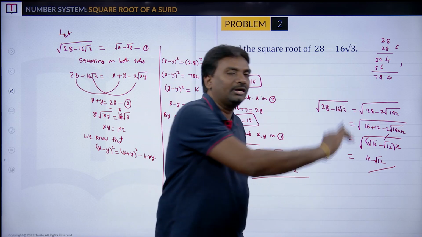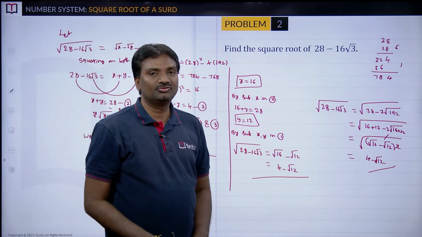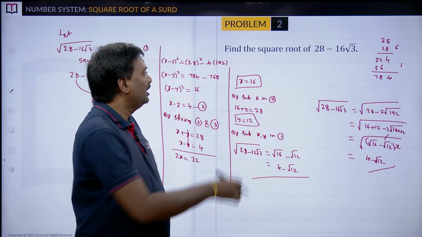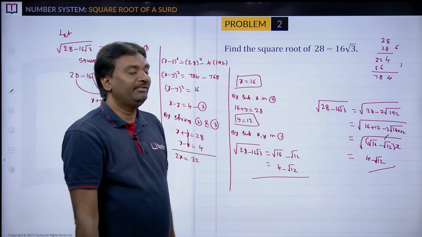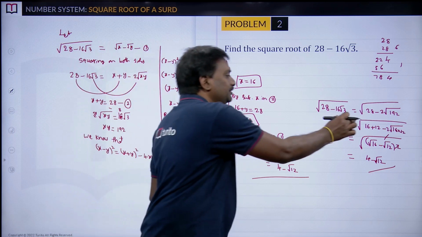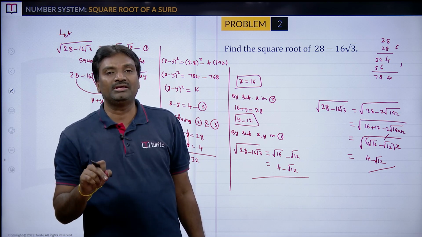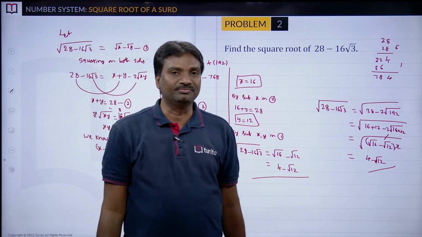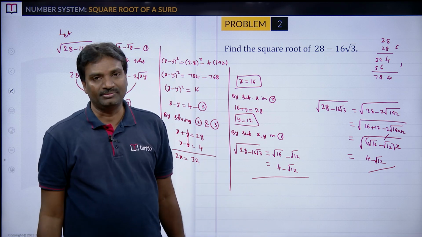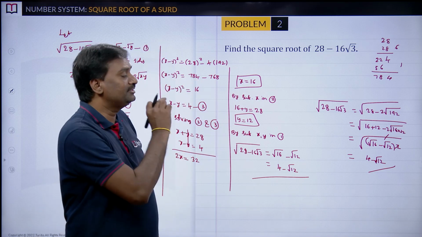But by using the shortcut method, within 1 minute only we can find the square root of the given surd, but you have to do the calculation carefully. Both methods are easy, but this is the lengthy method and this is the shortcut method. When you are writing the competitive exams, we have to solve the given problem as fast as possible. So that's why it is better to use shortcuts. If you use the lengthy method in competitive exams, it is time taking.